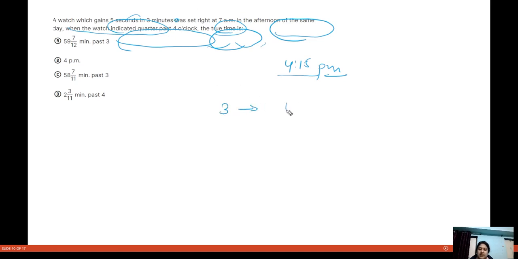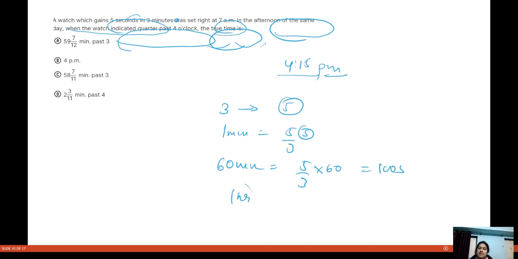So every 3 minutes the time gained is 5 seconds. So every 1 minute the time gain is 5 by 3 seconds. So every 60 minutes the time gain is how much? 5 by 3 into 60, that is 100 seconds. So what I am saying is every hour the time gained is 100 seconds.